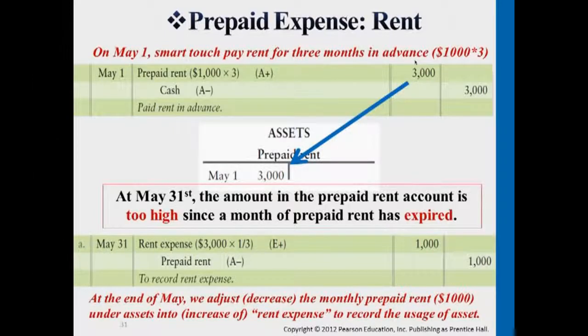Okay, so the previous entry, May 1st, would already be captured somewhere here in the middle of the month. At the end, what we want to do is this adjusting entry here. Just turn the portion that has already expired, that's no longer in force, into expense. So here we're reducing an asset and increasing an expense.